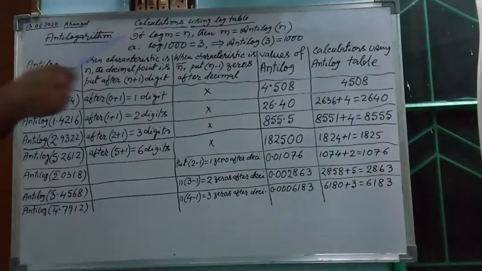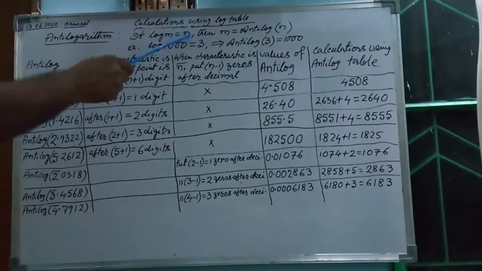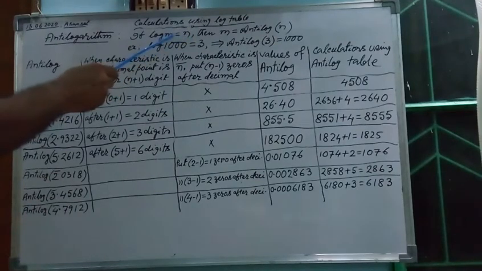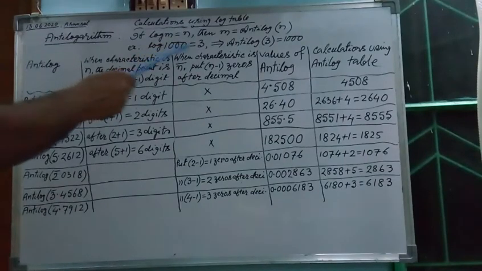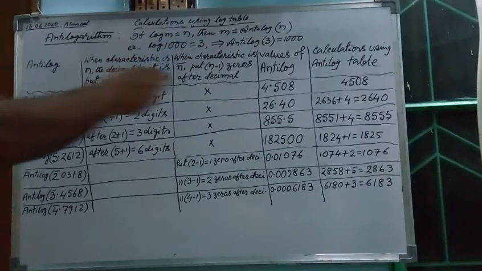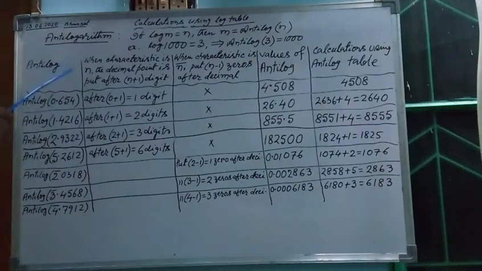Anti-logarithm. If log m is equal to n, then m is equal to anti-log of n. Example, we know log 1000 is equal to 3. So anti-log of 3 is equal to 1000. I have shown here some calculations to find out anti-log of different numbers. Suppose to find anti-log of 0.654.